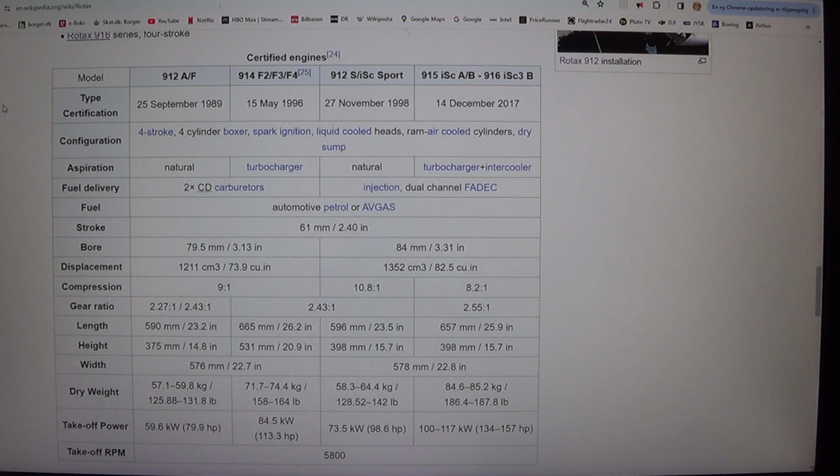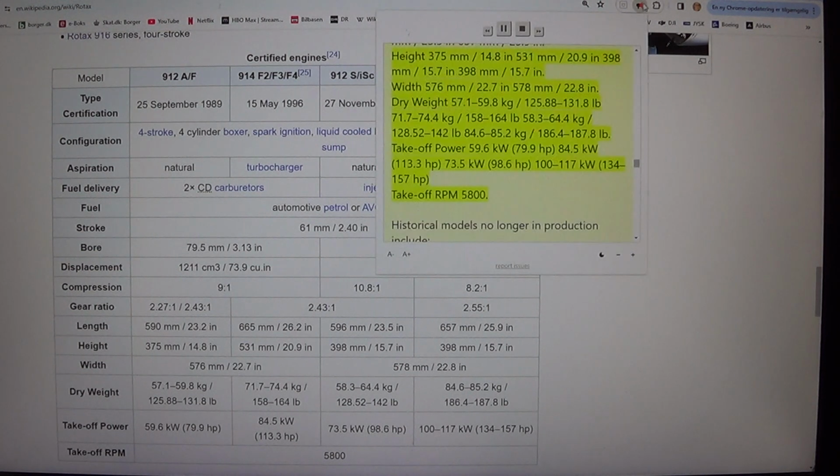Width: 576mm/22.7 in, 578mm/22.8 inches. Dry weight: 57.1-59.8kg/125.8-131.8lb, 71.7-74.4kg/158-164lb, 58.3-64.4kg/128.5-142lb, 84.6-85.2kg/186.4-187.8lb. Takeoff power: 59.0.